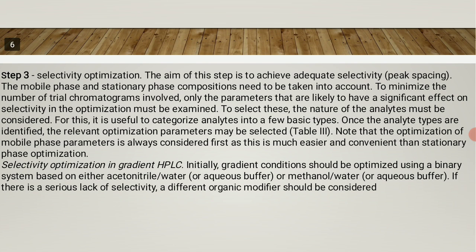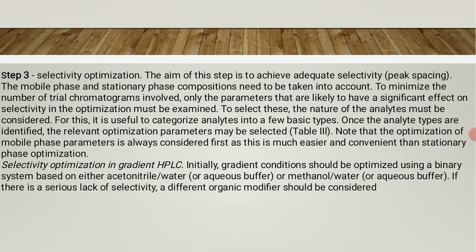Step number 3, selectivity optimization. The aim of this step is to achieve adequate selectivity. The mobile phase and stationary phase compositions need to be taken into account. To minimize the number of trial chromatograms, involve only the parameters that are likely to have a significant effect on selectivity. To select these, the nature of the analytes must be considered. It is useful to categorize analytes into a few basic types. Once the analyte types are identified, the relevant optimization parameters may be selected.